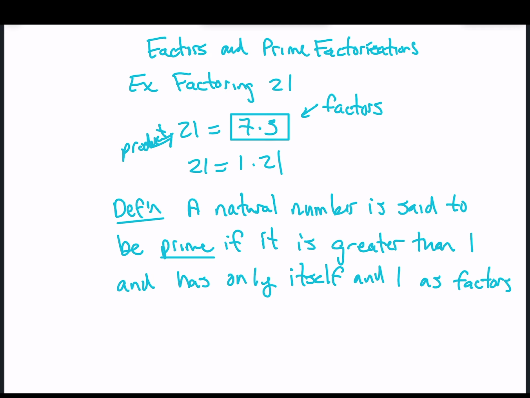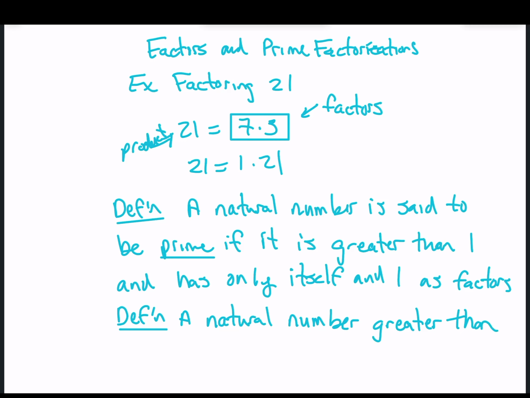Well, what if a number is not prime? Well, our definition for that is a natural number greater than 1 that is not prime is called a composite number.